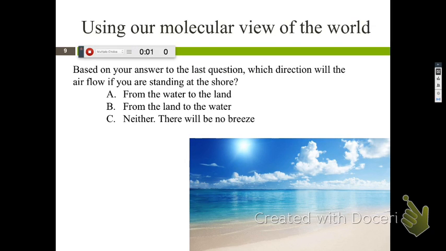So then let's take that and make a final statement about that. Which direction is the air going to flow if you're standing at the shore in the mid-afternoon on a warm day? Go ahead and click in your thoughts on this. You can talk to your neighbors first if you need to. Let's try to do 30, 45 seconds for this.